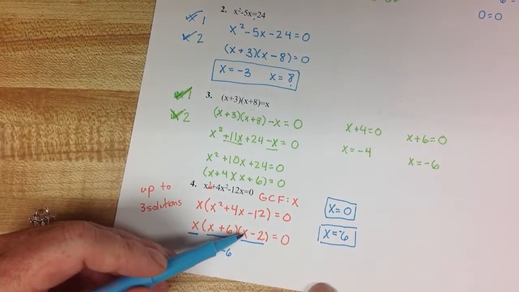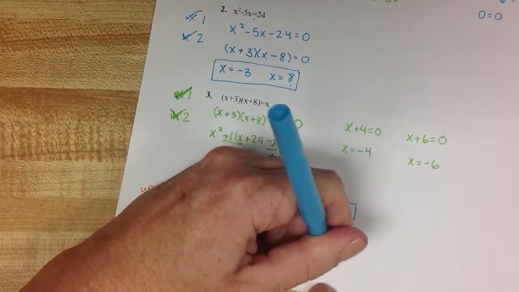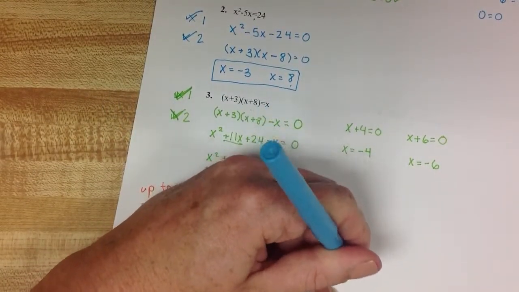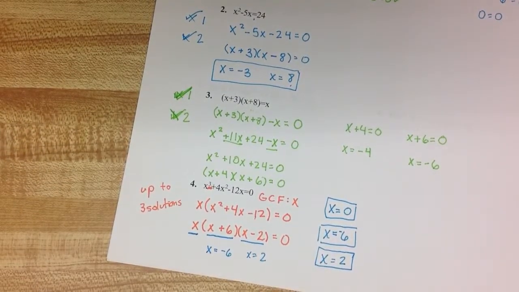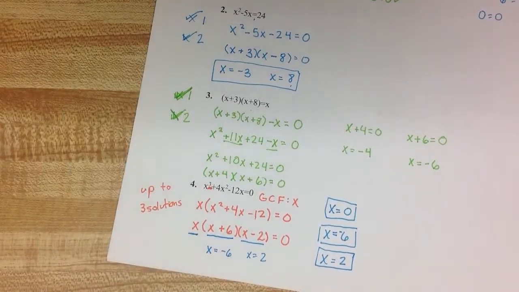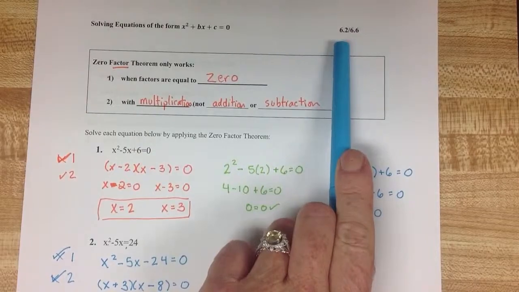And when I've set x minus 2 equal to 0, I'm going to get x equals 2. So that gives you a summary of the equations you'll need to solve the 6.6 problems that go along with section 6.2.